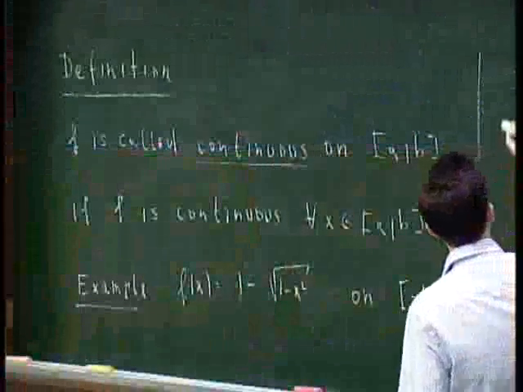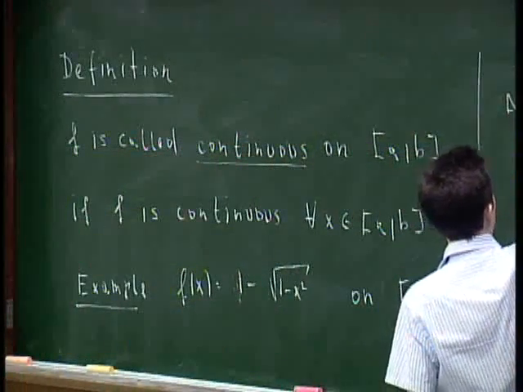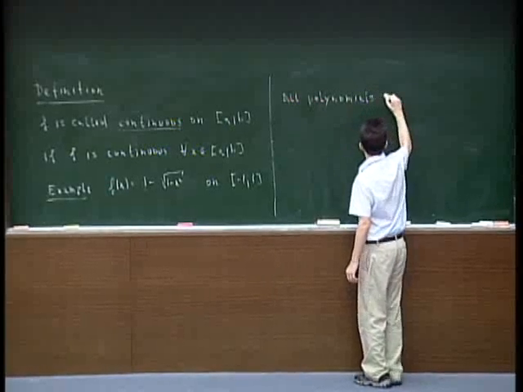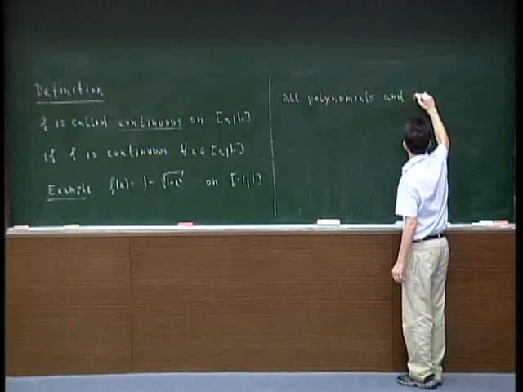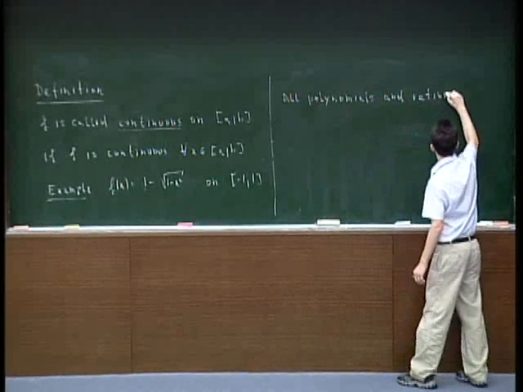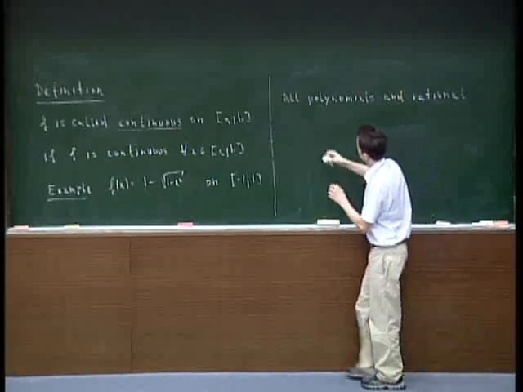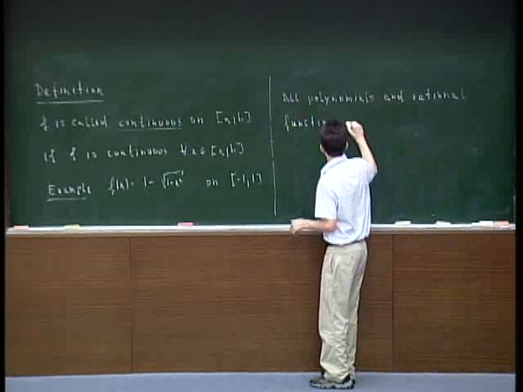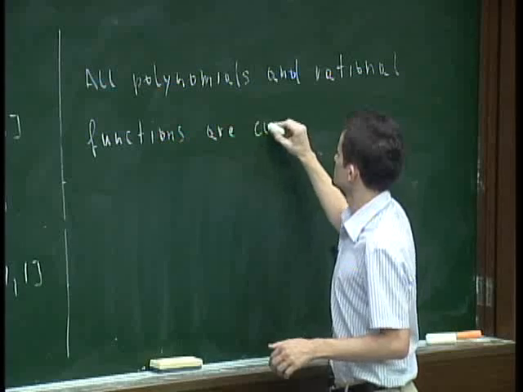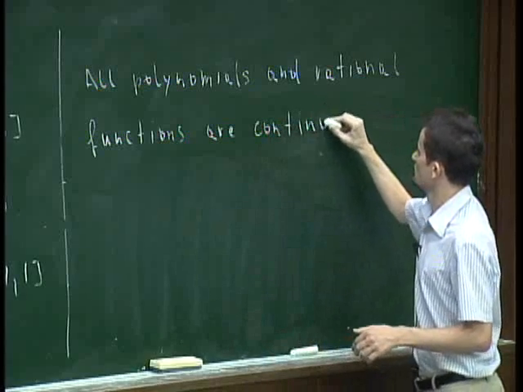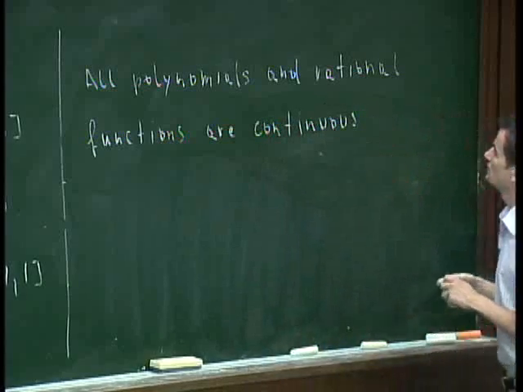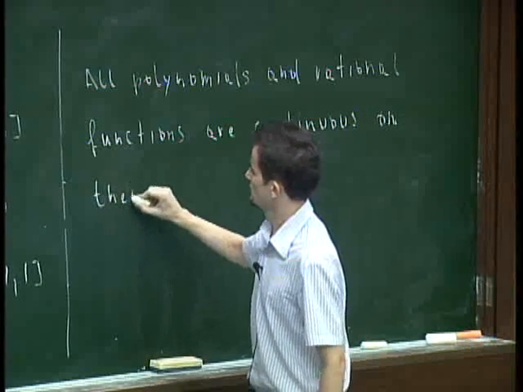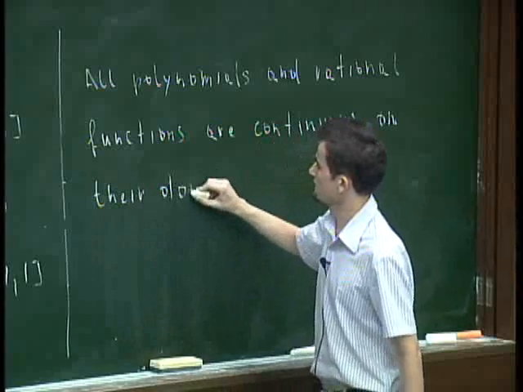Okay, so all polynomials and rational functions are continuous on their domain.